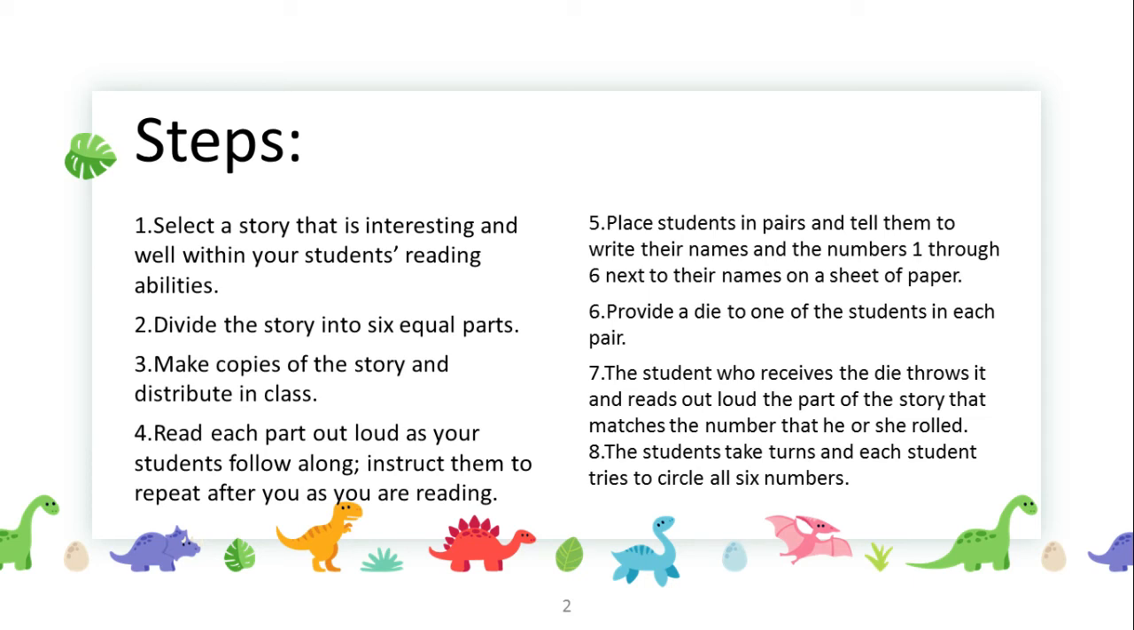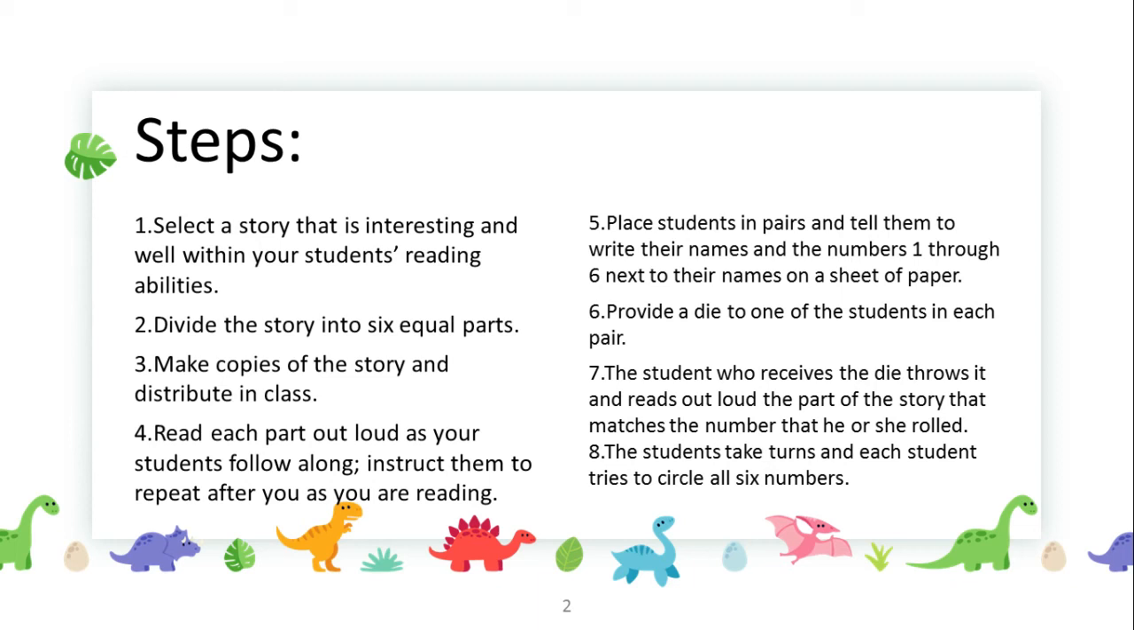Number 5. Place students in pairs and tell them to write their name and the numbers 1 through 6 next to their name on a sheet of paper. For example, Emily 1, 2, 3, 4, 5, 6, and Tom 1, 2, 3, 4, 5, 6, and so on. And number 6. Provide a die to one of the students in each pair.